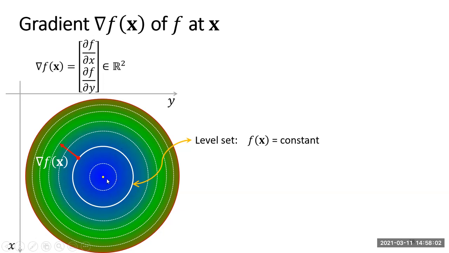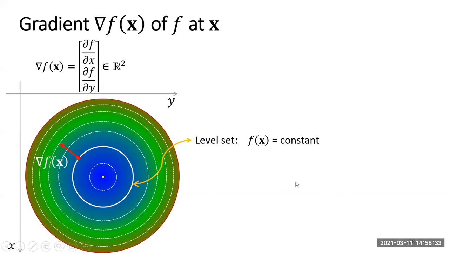Maybe the constant is, this was the minimum, right? Maybe it's 0 here at the center. F of x is 1 in this circle. F of x equals 2 here. F of x equals 3, 4, 5, 6, and so on. Okay, maybe that's how it is. And so these concentric circles are called level sets. And this is the gradient at this point, x, y.